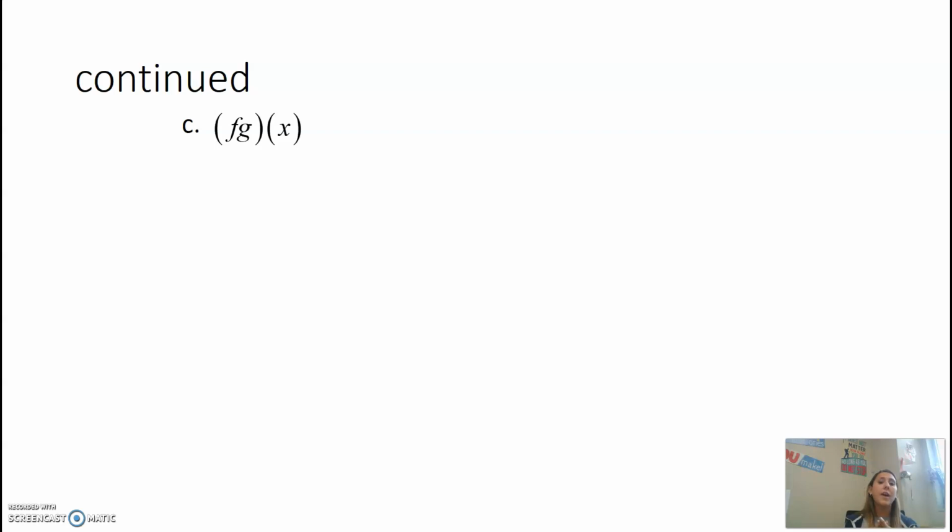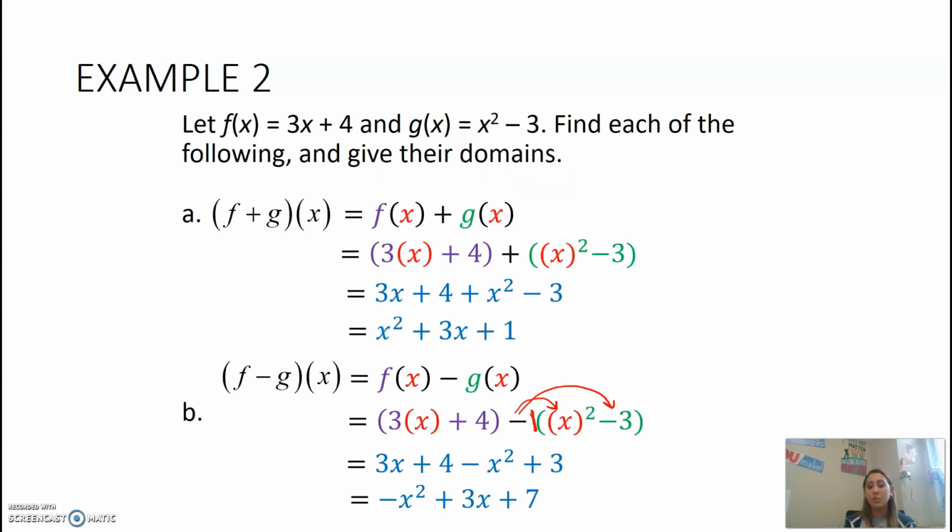Okay, so f of x, f times g of x. So again, we want to plug in the x. Everywhere we see an x, we're going to replace it. We're using those same functions. So hopefully you wrote down in your notes that f of x is equal to 3x plus 4 and g of x is equal to x squared minus 3.